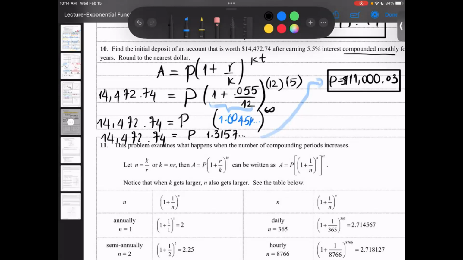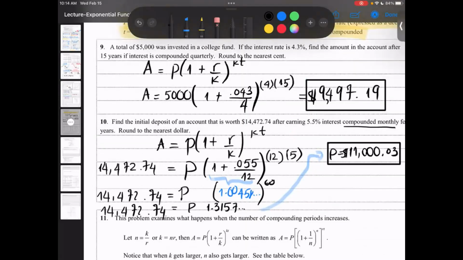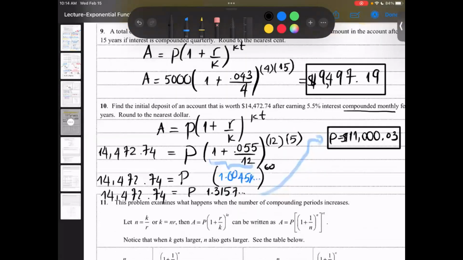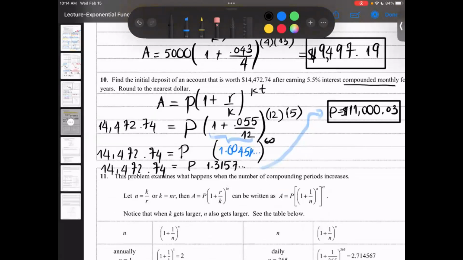On the exam, if you have something like this, it's likely you're going to have a problem like number 10 instead of number 9. So far so good.